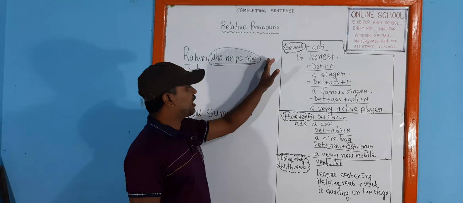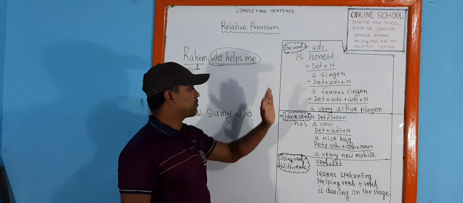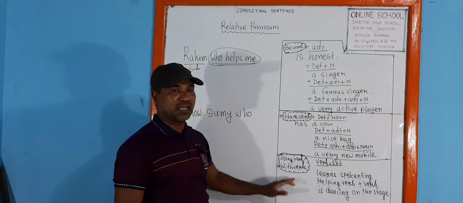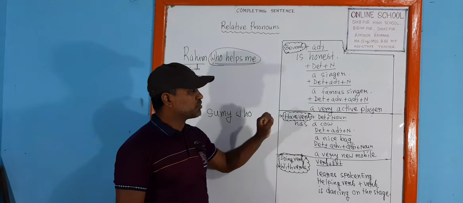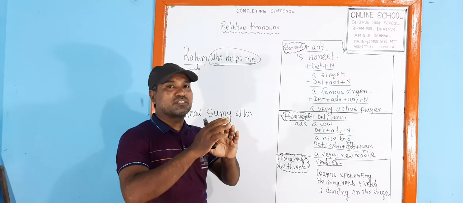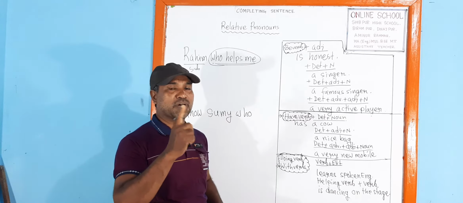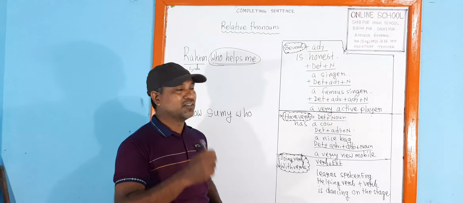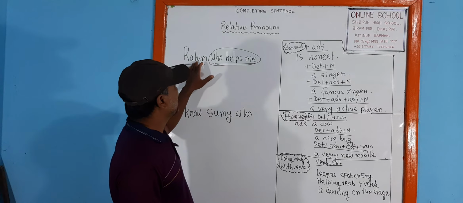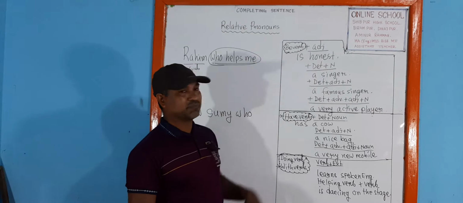Now you have to set a verb. The verb can be be verb, the verb can be have verb, the verb can be doing verb or will verb. Among these rules, if you make only one sentence, your sentence will be completed and you will be able to score good marks. That is 1 mark here. Please, how will you make the sentence? Please look at this. Rohim, who helps me, is honest.